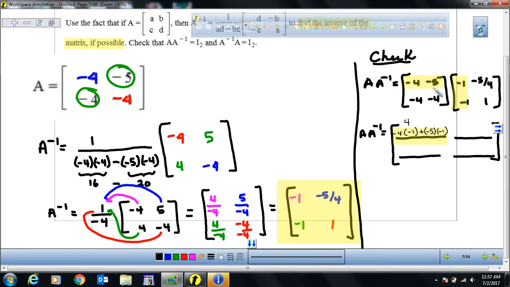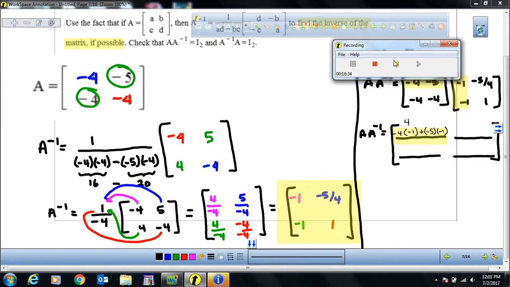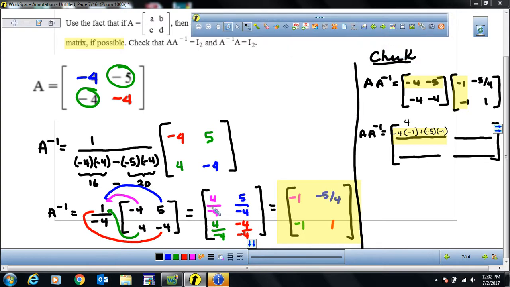Let me check this out. Okay, let's see, there was a little problem. I think it was on this side. Negative 4 times 1 is negative 4 over negative 4. That should be a positive 1. This is the only thing that I need to change. Everything else I think it was good. So, yes, because it wasn't giving me a 1.